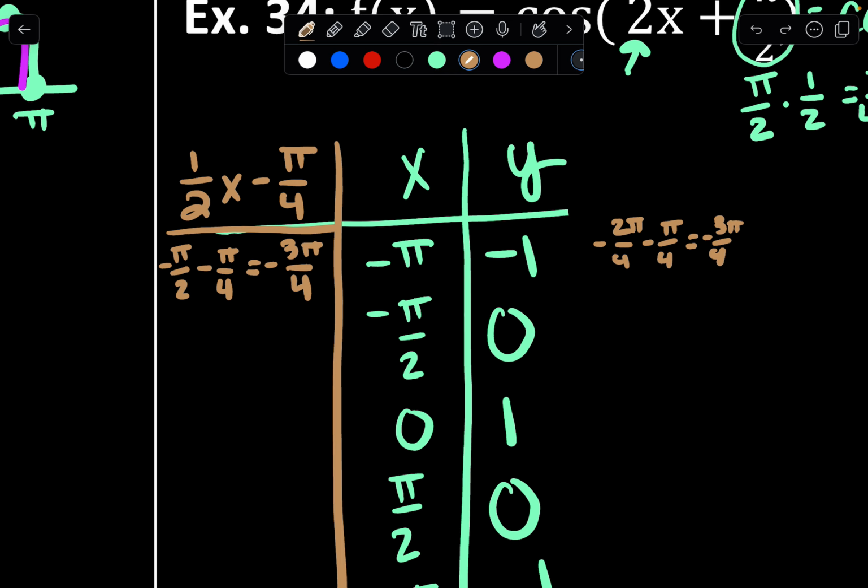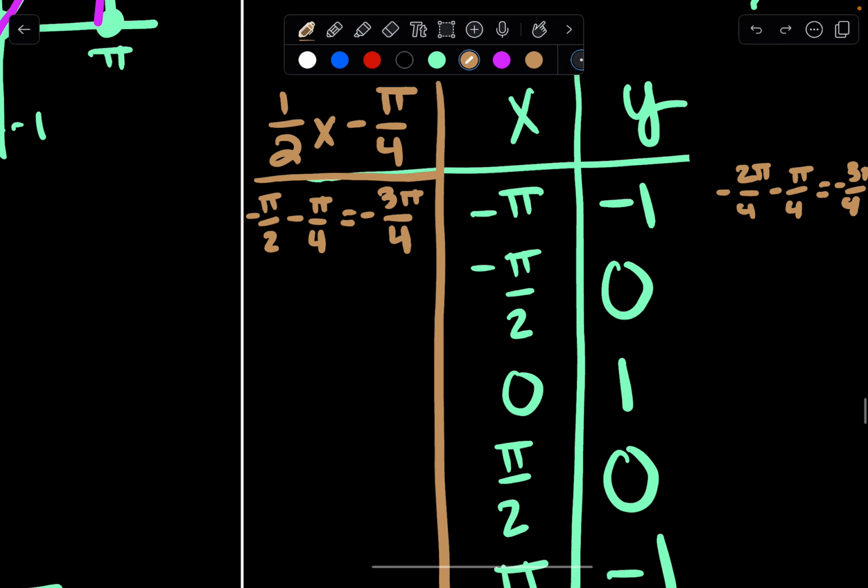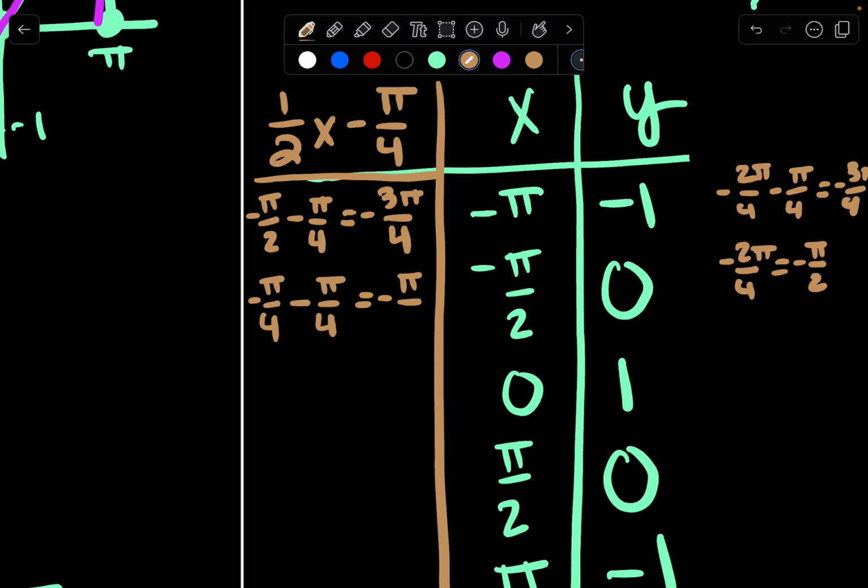Okay, sorry about that. All right, so now let's plug in negative pi over 2. So we're going to substitute negative pi over 2 in for x. 1/2 times negative pi over 2, we get negative pi over 4. And then we're going to subtract pi over 4. We already have a common denominator, so we're going to end up with negative 2 pi over 4, which simplifies to negative pi over 2. So we get negative pi over 2.